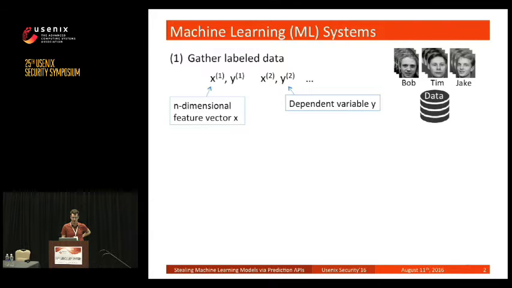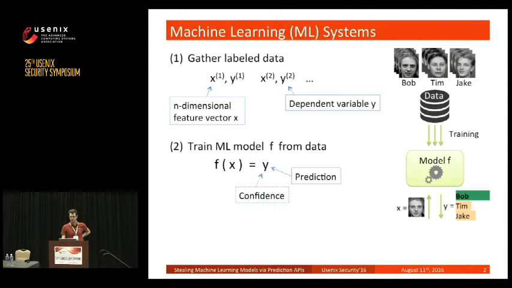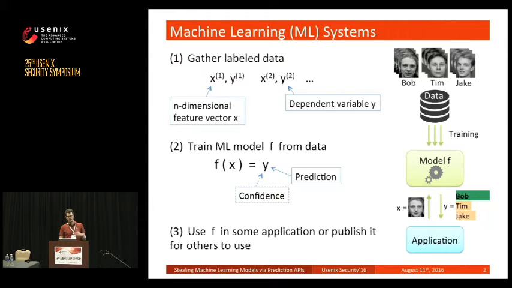Suppose you have a set of data where each sample is labeled with a particular class, and you're going to train a predictive model over this data. When you query this model with a new input, you're going to get a prediction, a class label, and in some cases maybe more granular information like a probability score for each class. You can then use this model in some larger application or maybe publish it for others to use.